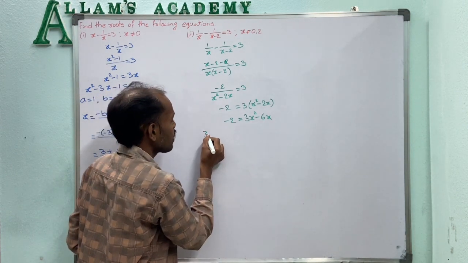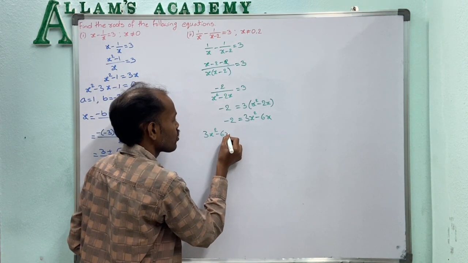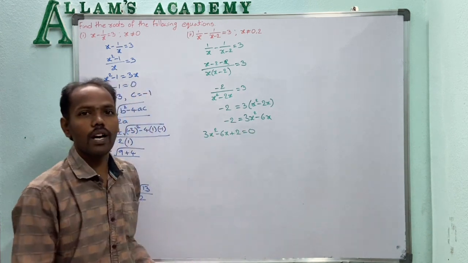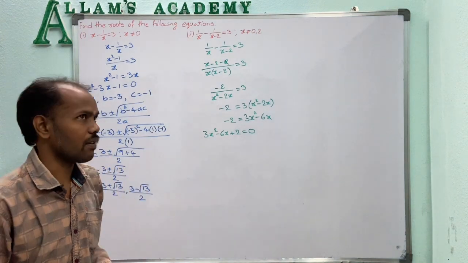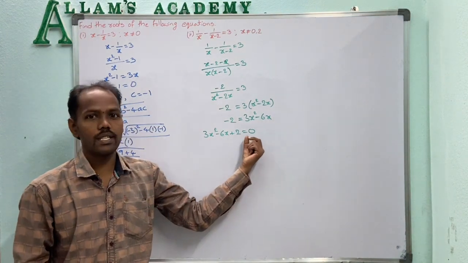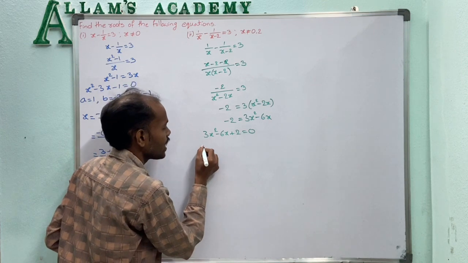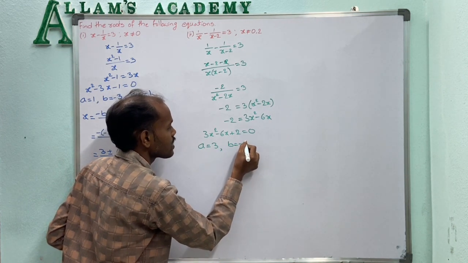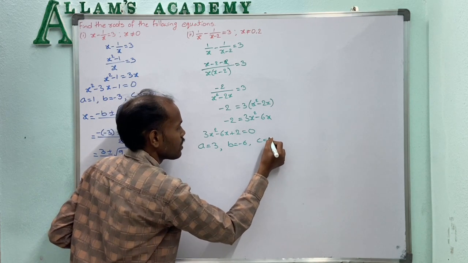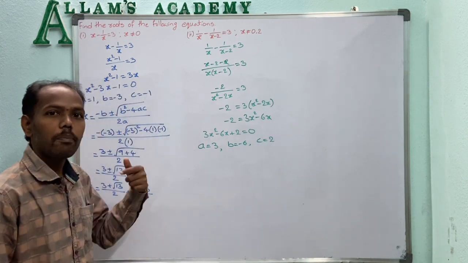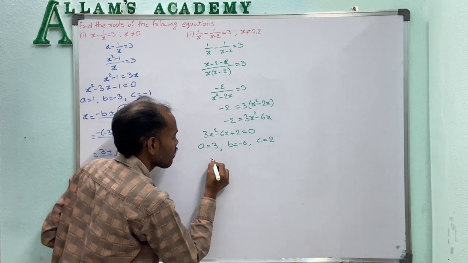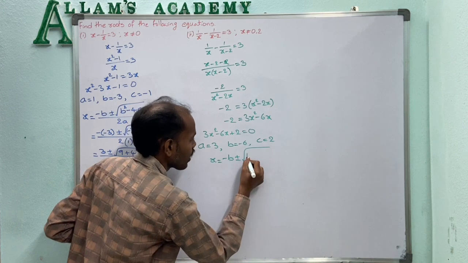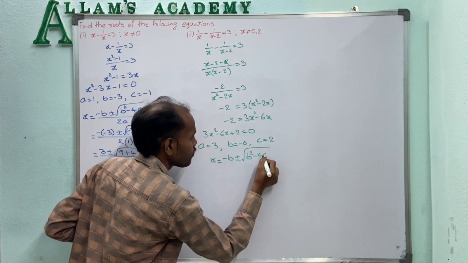So 3x square minus 6x plus 2 equal to 0. Now this quadratic equation, compare with the general form of the quadratic equation ax square plus bx plus c equal to 0. Now here a, the x square coefficient, is 3, b, the x coefficient, is minus 6 and c, the constant term, is 2. Now we apply the quadratic formula. Now x equal to minus b plus or minus under root b square minus 4ac by 2a.